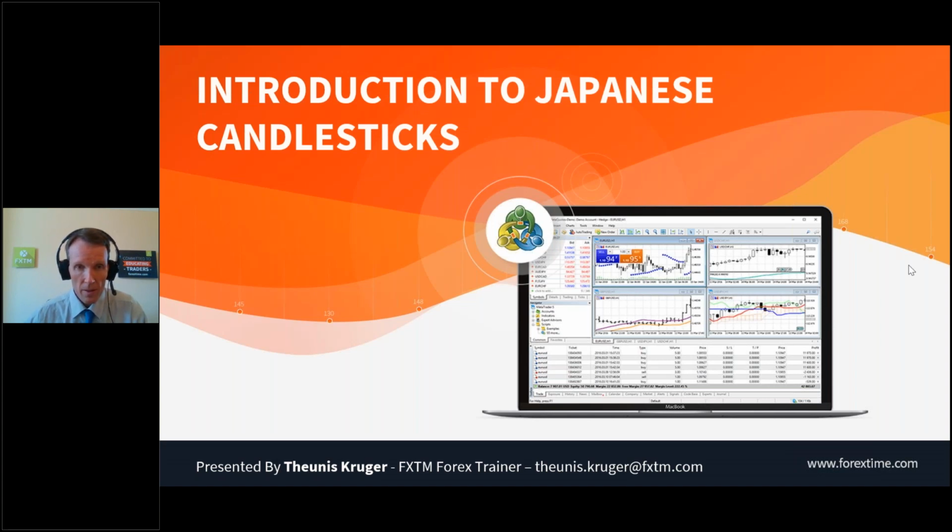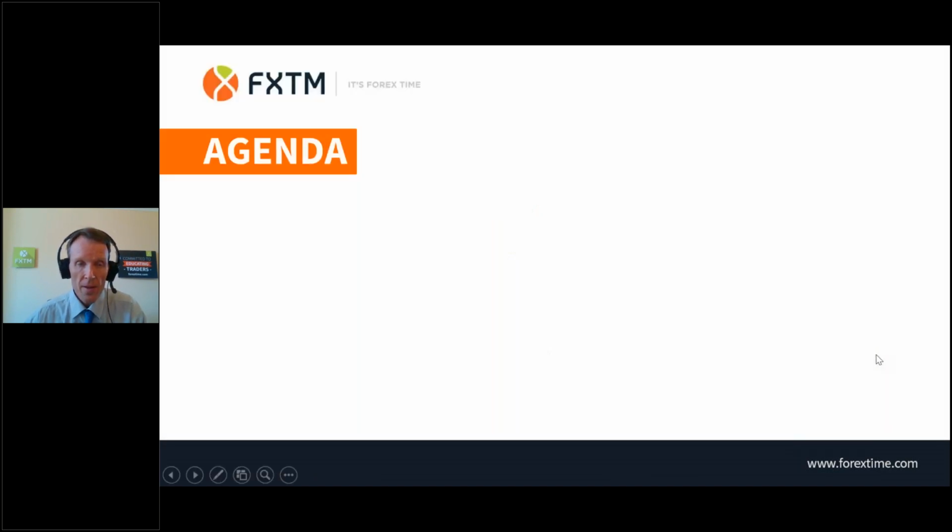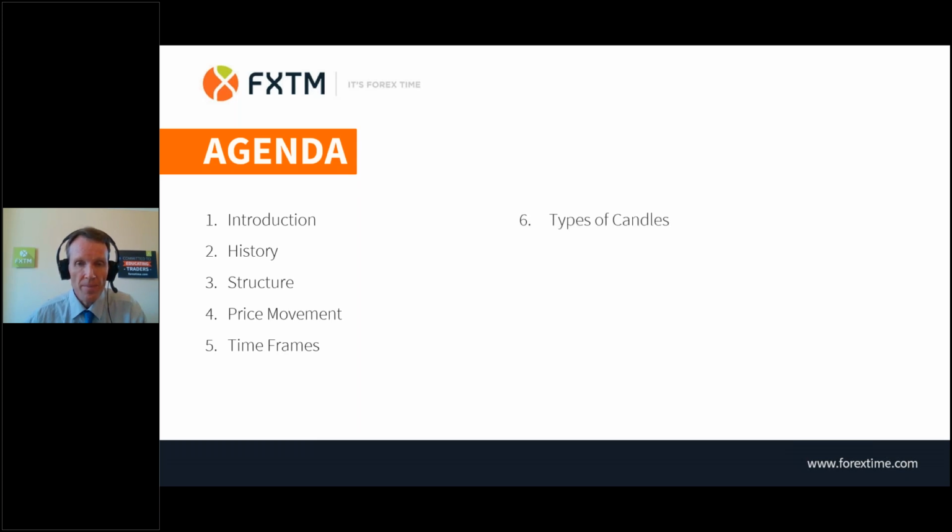So I'll just repeat that quickly again so you guys can know. I'm assuming most of you guys are beginners. So the agenda for today is a short introduction, the history of candlesticks, the structure, how it's structured, how it works, price movements, how it's connected to price movements and why it's so useful. Time frames, what does it mean?